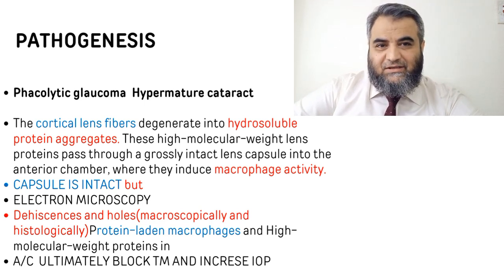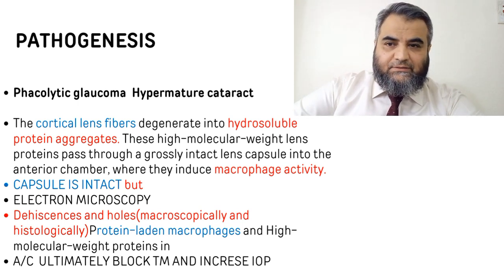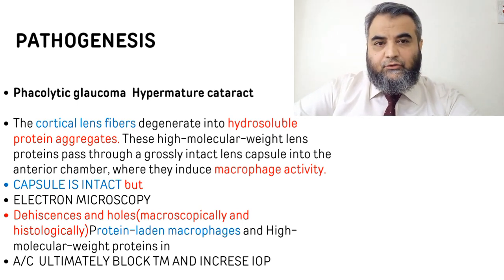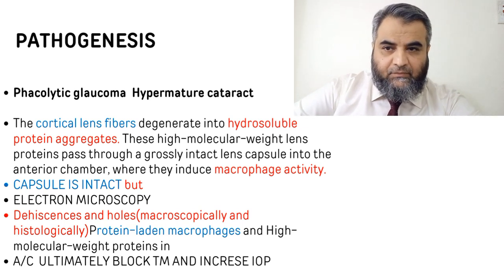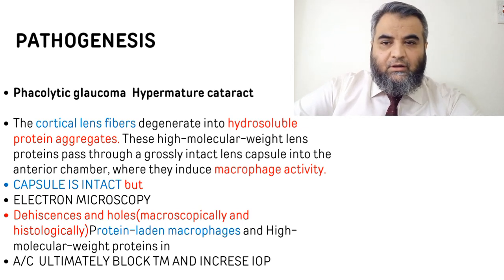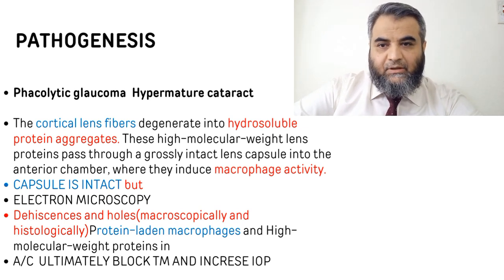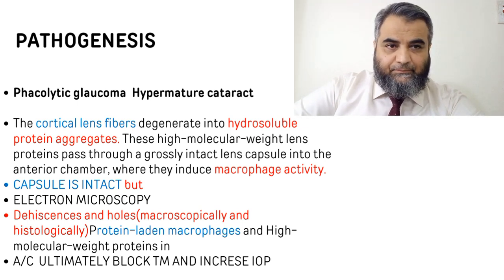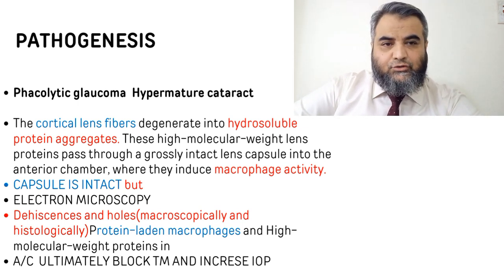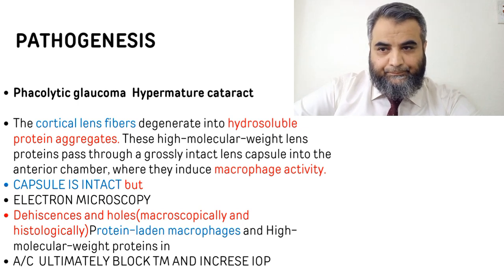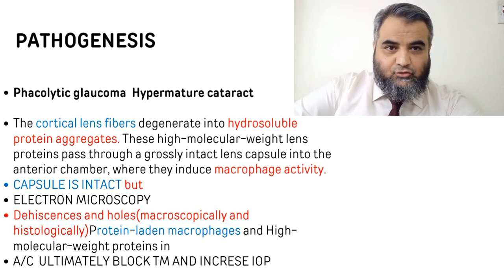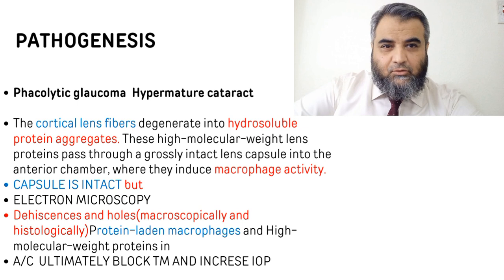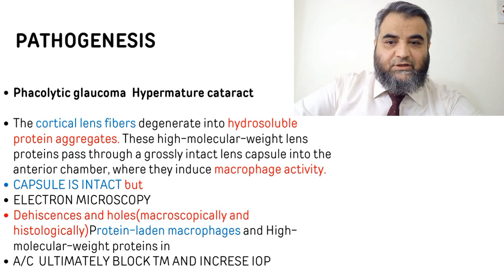The pathogenesis is that the cortical lens fibers degenerate into hydrosoluble protein aggregates. These high molecular weight lens proteins pass through the intact capsule into the anterior chamber and induce macrophage activity. The capsule is intact, but research using electron microscopy has shown that there are still some holes or dehiscences through which these proteins pass out into the anterior chamber.